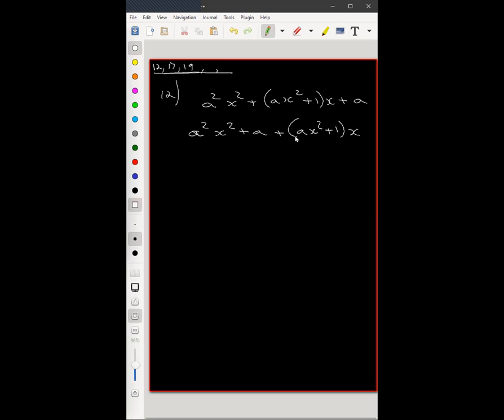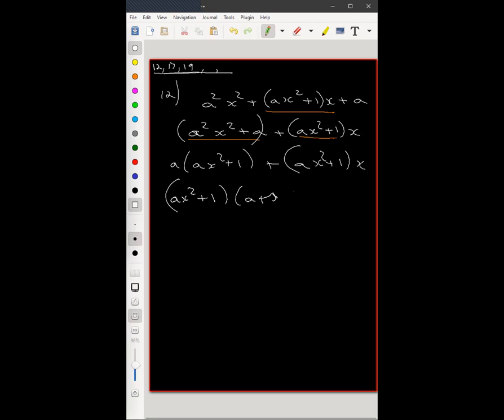Usually what you would do in these kinds of problems is open this up, because then we would get four terms and then we would group. Why am I not opening it up? Because if I take out a common factor, I'll get ax squared plus 1 itself. I'd be repeating myself if I open this. So I'm just going to group this and write a outside as common. So I'll get ax squared plus 1 plus ax squared plus 1 into x, same thing we had earlier. Now what is common in both of these? Ax squared plus 1 into a plus x.